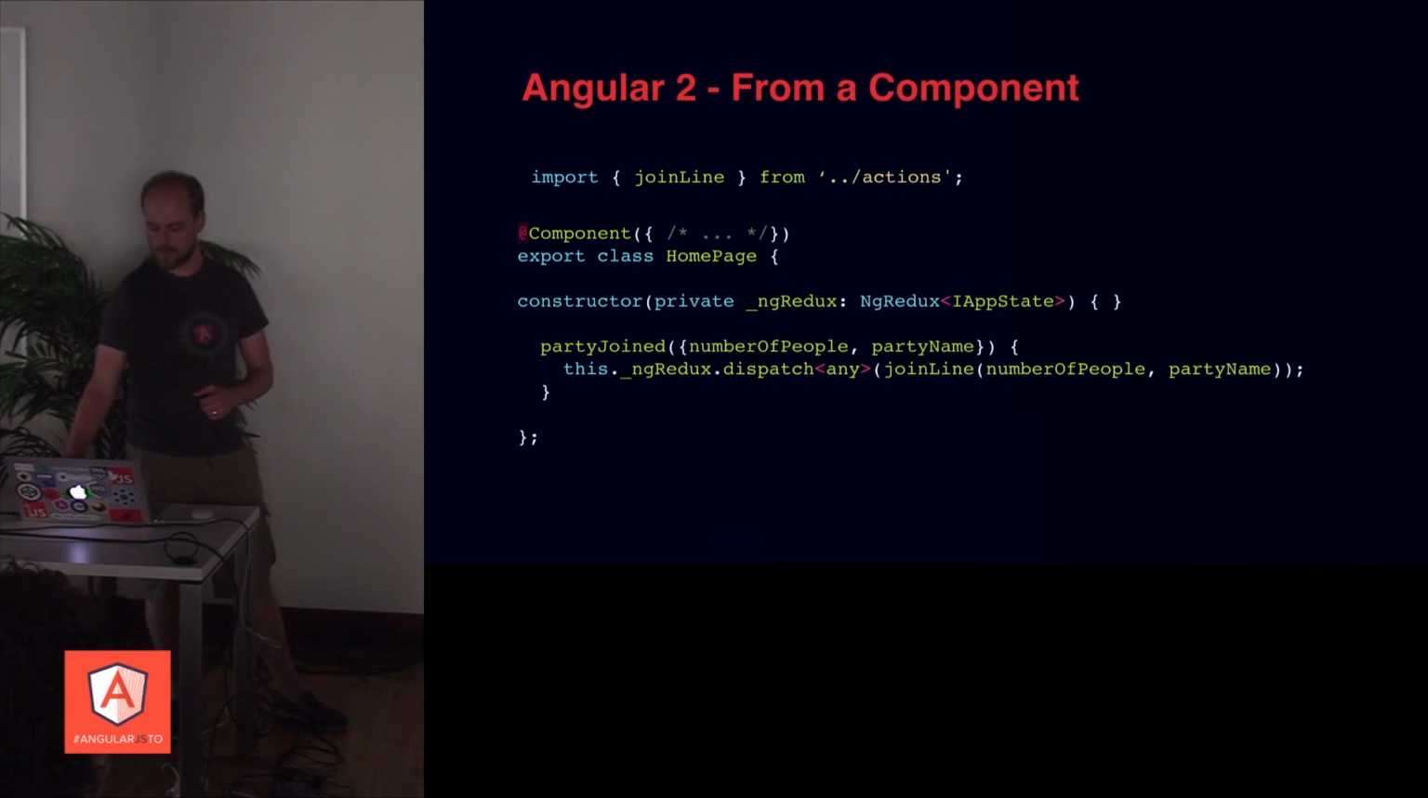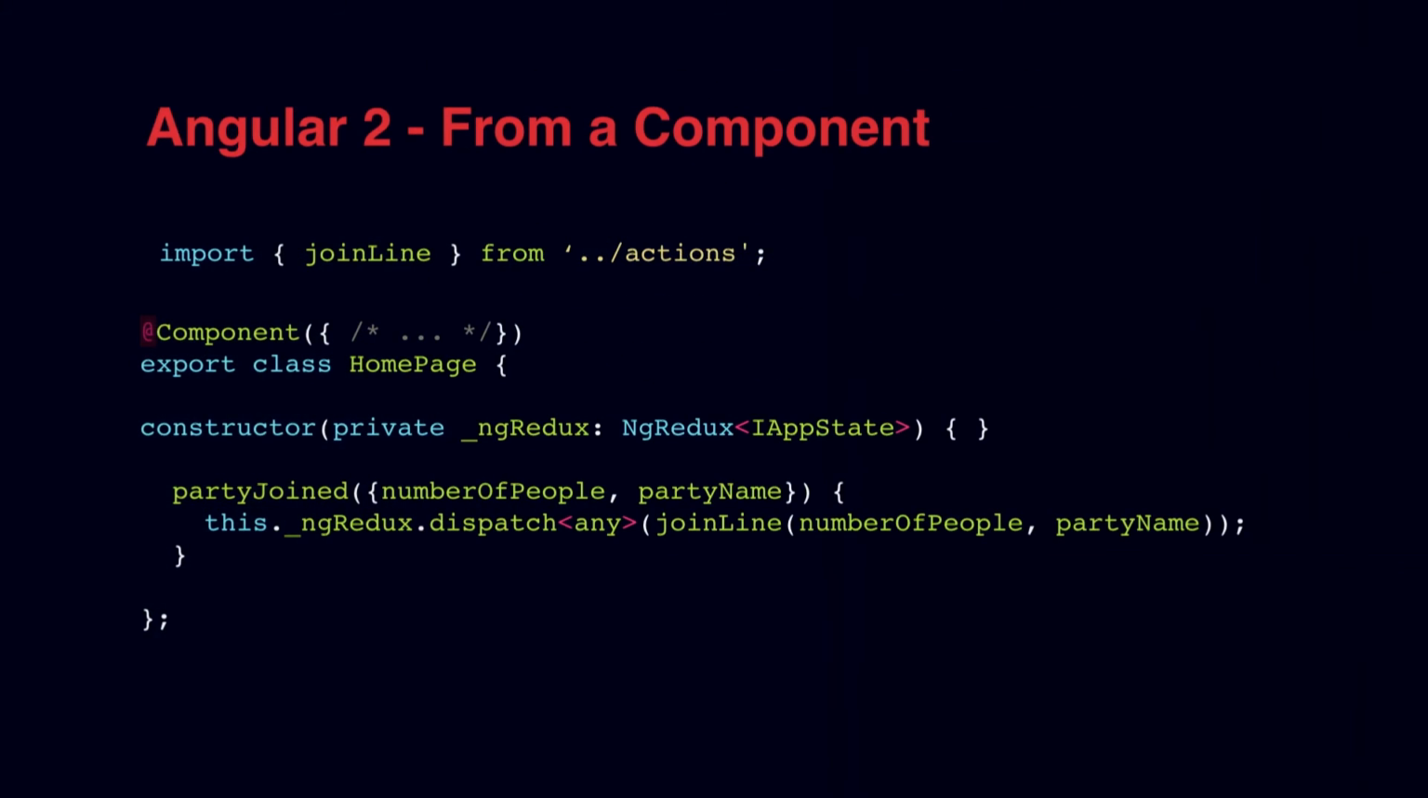So here's an example of dispatching some stuff. This is our homepage. Let's say some people arrived, a party of people. We can have our template call party joined in response to a button click or whatever, and that will dispatch the party join action, which will cause reducers that care about that, in this case the lineup reducer, to add them to the store.